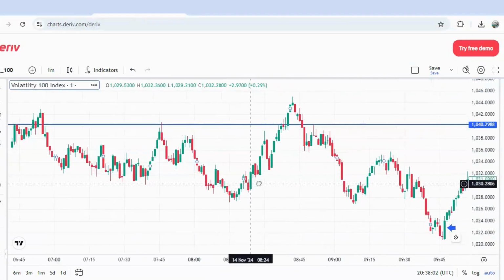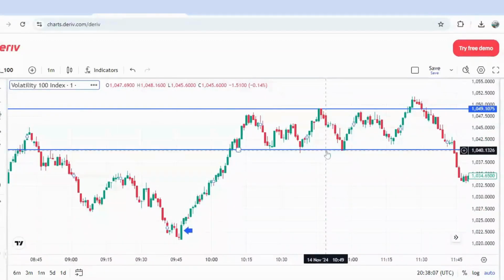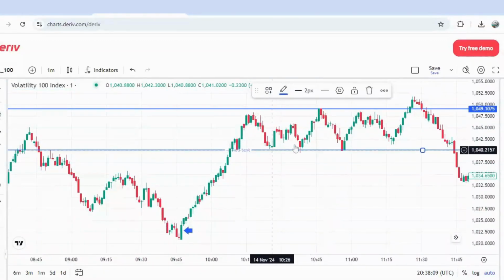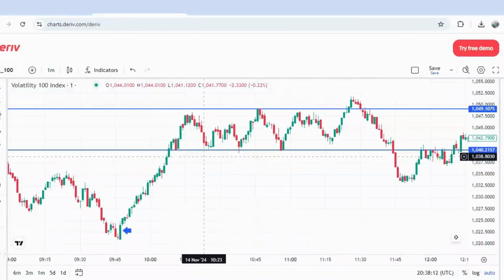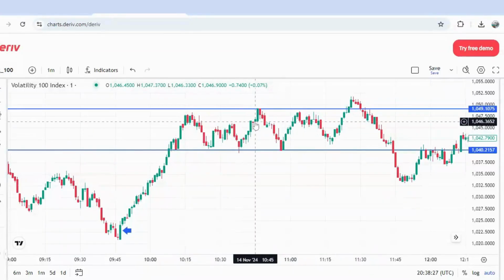So here we are again in our chart. Let me just use this example. We are here at our support. You can see the market came down here, tested our support and then formed a bullish engulfing. You can see the first one is bearish, the second one engulfs the first candle. And after it engulfs, it did go up.